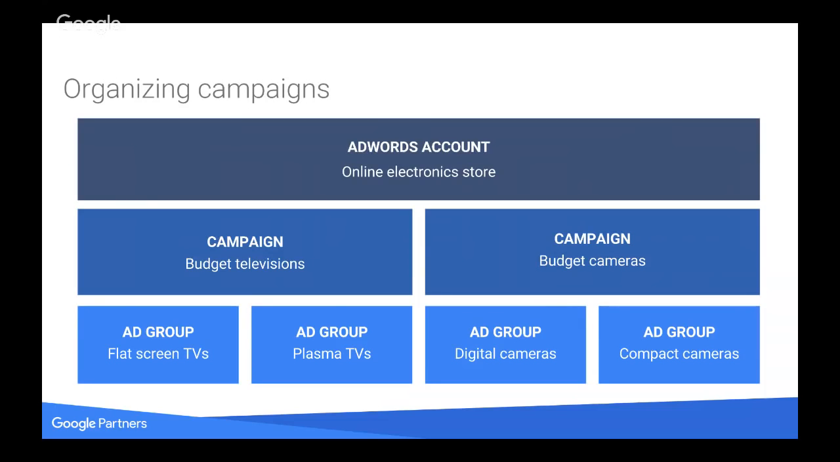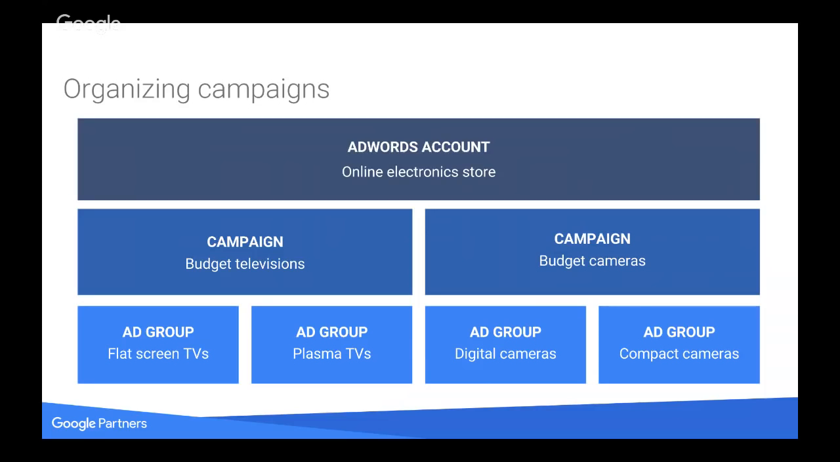Next, let's discuss how you'd organize your AdWords account. Think of your AdWords account as a canopy right on top. Assuming you're, let's say, an online electronics store, and your 2 major product lines are budget televisions and budget cameras, you'd separate these into 2 specific campaigns, one for the televisions and one for the cameras. Under this, let's say you've got particular variants of the TVs that you're selling, like flat screen TVs and plasma TVs.